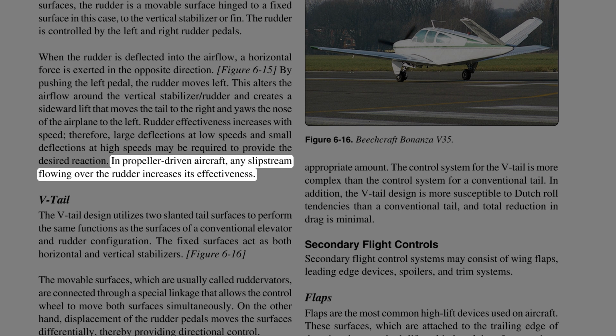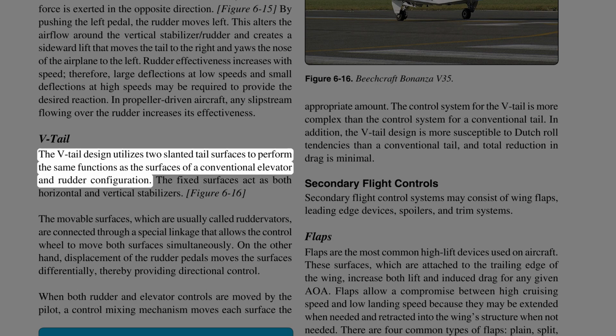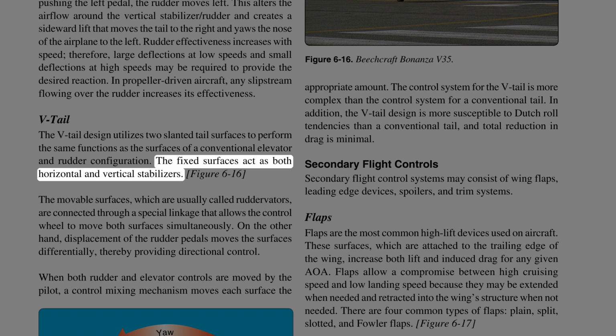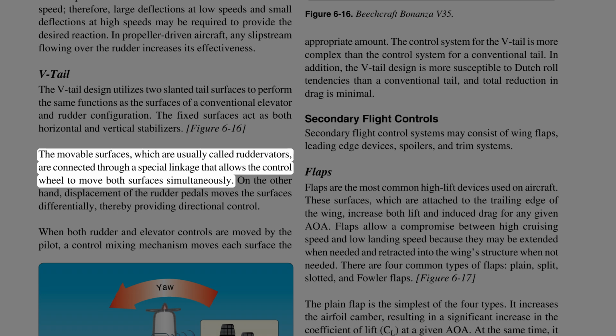In propeller-driven aircraft, any slipstream flowing over the rudder increases its effectiveness. V-tail. The V-tail design utilizes two slanted tail surfaces to perform the same functions as the surfaces of a conventional elevator and rudder configuration. The fixed surfaces act as both horizontal and vertical stabilizers. The movable surfaces, which are usually called ruddervators, are connected through a special linkage that allows the control wheel to move both surfaces simultaneously.